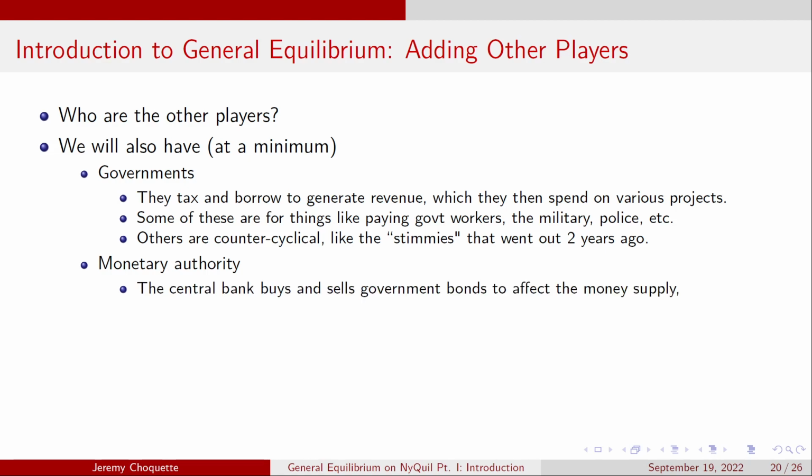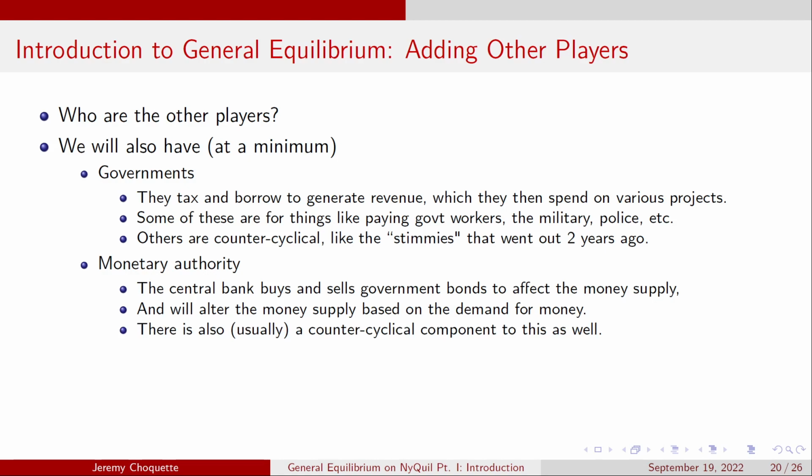But there's also a monetary authority. What's the monetary authority? Well, that's the central bank. In the United States, it's the Federal Reserve. And they buy and sell government bonds to affect the money supply because they've got a monopoly over the supply of money. And so they'll use their open market operations to affect the supply of money. So they alter the money supply based on the demand for money.